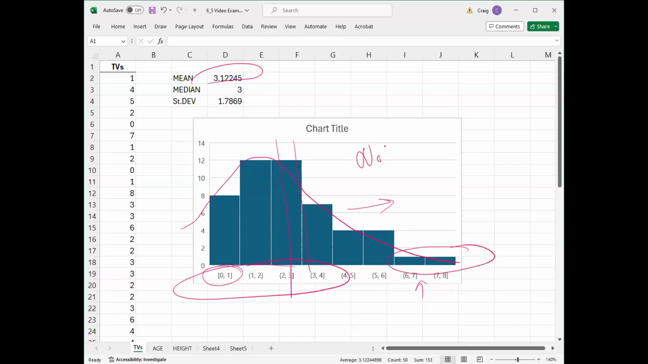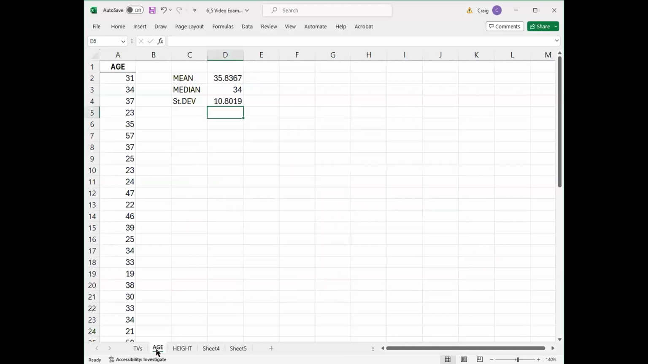I would not try to use this to do what we'll do in the next section and in the next chapters. You'll see that the TVs example won't really show back up many more times from here. Let's look at another example in terms of age.